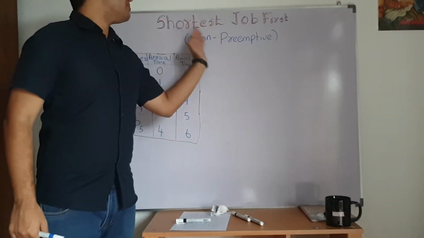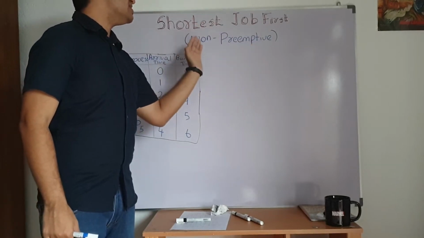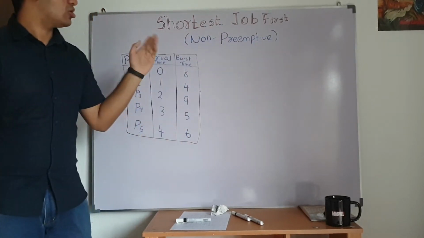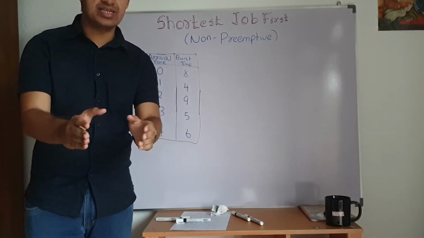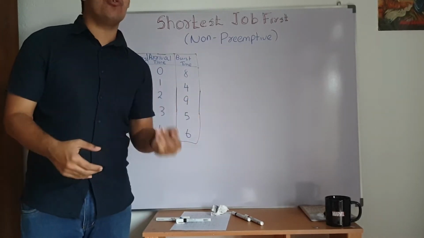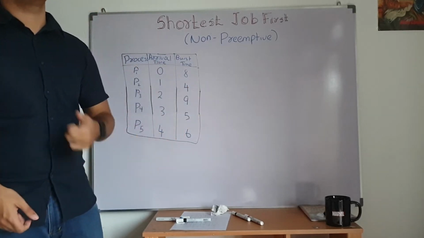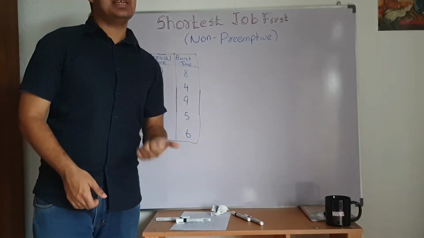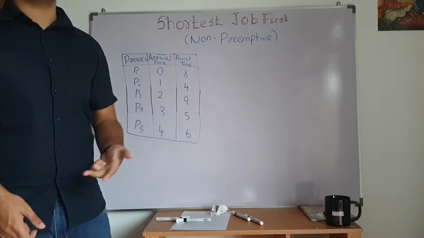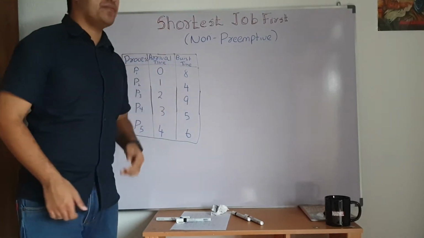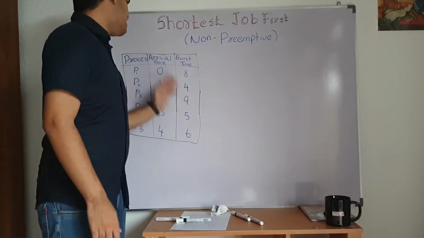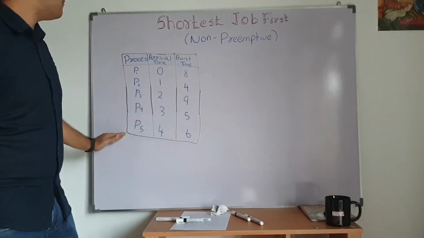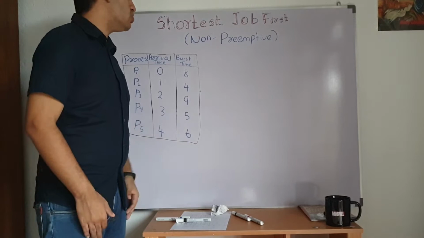Today we are going to explain the shortest job first algorithm in its non-preemptive method. Shortest job first is a scheduling algorithm, one of several I use. The others are priority, round robin, and first come first serve, and there are many more. But we are going to consider five processes today in our video.